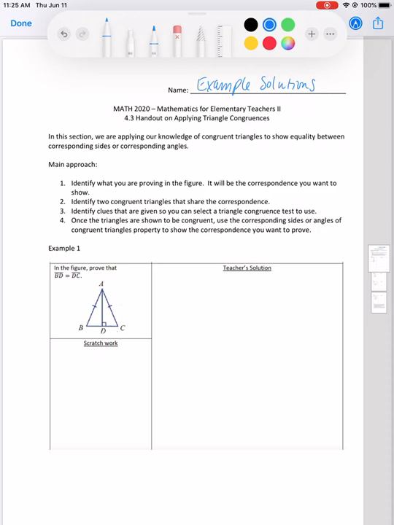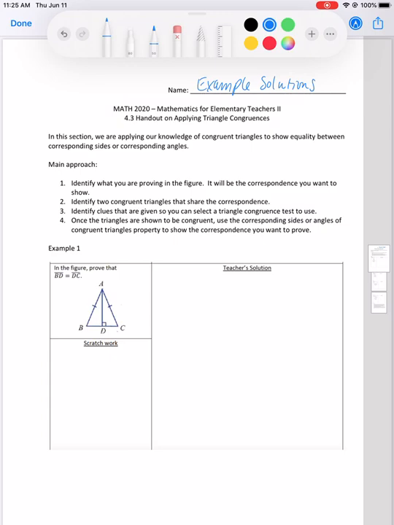The full segment is a part of is the easiest. Third, you want to identify the clues that are given so that you can select the triangle congruence test to use. Remember that we had 6 triangle congruence tests. And once the triangles are shown to be congruent, you'll use a new property called corresponding sides or angles of congruent triangles to show the correspondence that you want to prove.